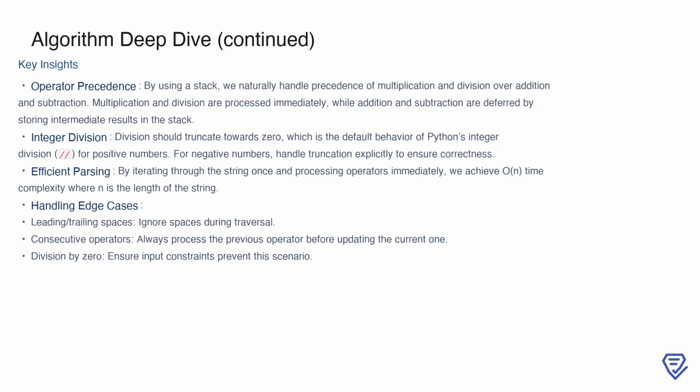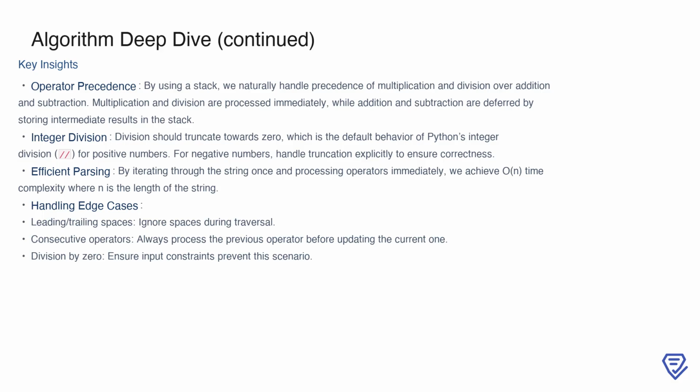This algorithm has several important insights. First, operator precedence is managed naturally using the stack. Multiplication and division are executed immediately, while addition and subtraction are deferred, as their results are stored in the stack. Next, integer division must truncate towards 0 to handle both positive and negative numbers correctly. Python's // operator works for positives, but for negatives, explicit handling may be needed. Additionally, the algorithm achieves O(n) time complexity by traversing the string only once and processing operators as they are encountered.